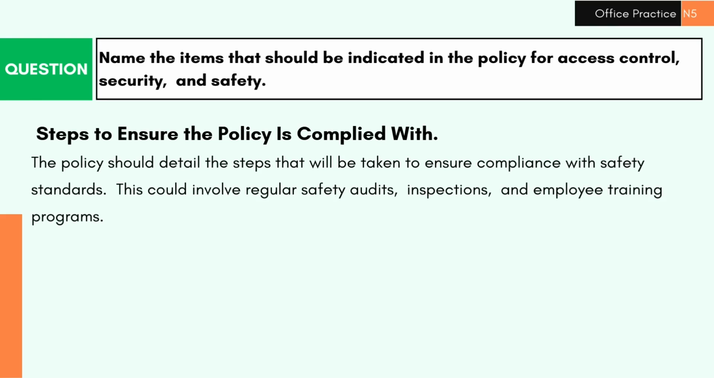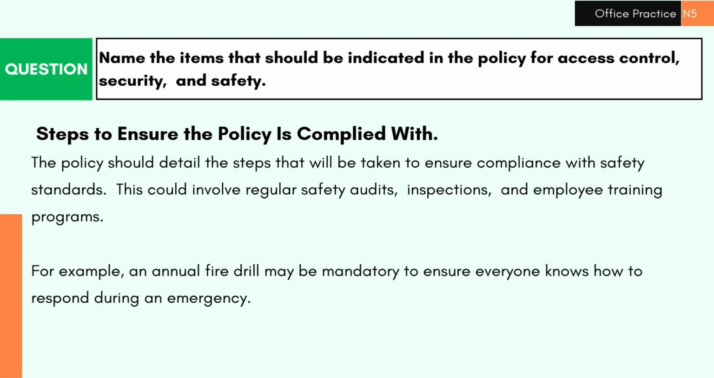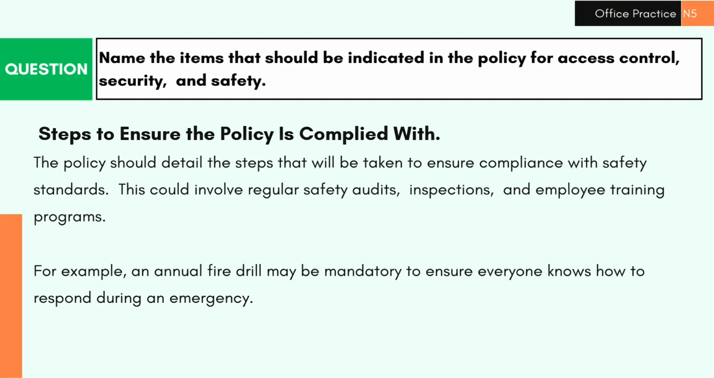2. Steps to ensure the policy is complied with. The policy should detail the steps that will be taken to ensure compliance with safety standards. This could involve regular safety audits, inspections, and employee training programs. For example, an annual fire drill may be mandatory to ensure everyone knows how to respond during an emergency.